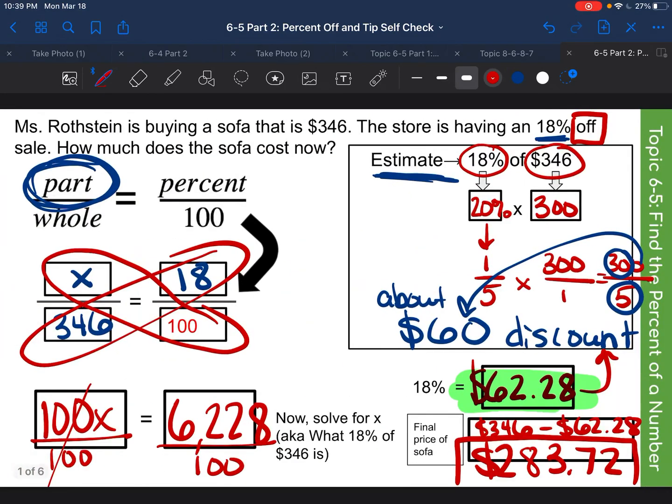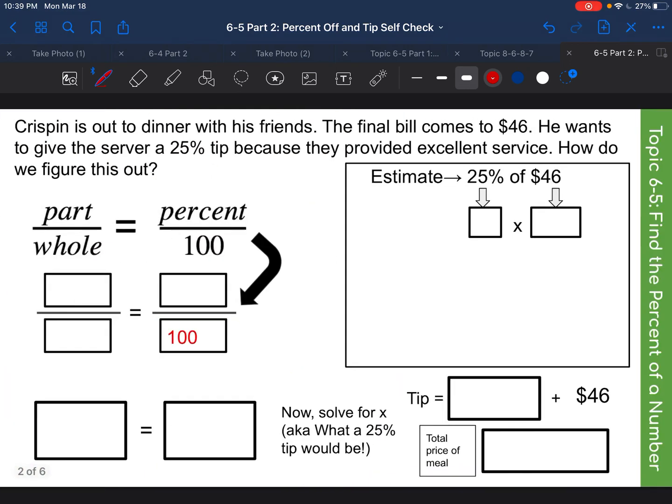So that example was about percent off. This next example is finding tip. So with discounts, you subtract it from the total, but what do you think you do with tip? With tip, you're going to add it to the total. So let's make an estimate.